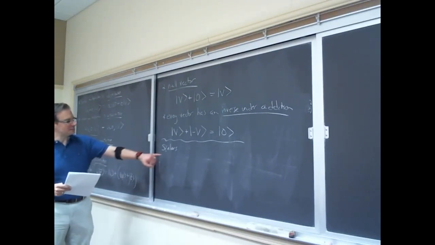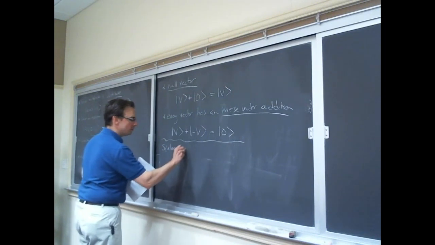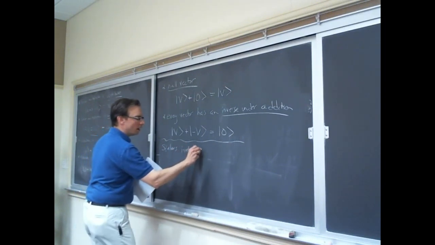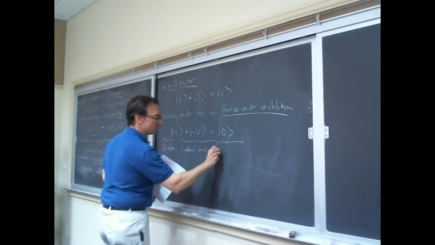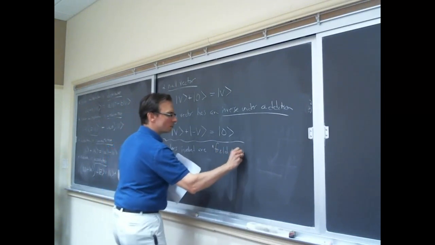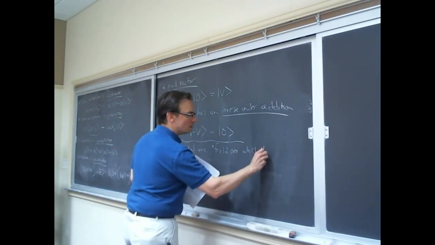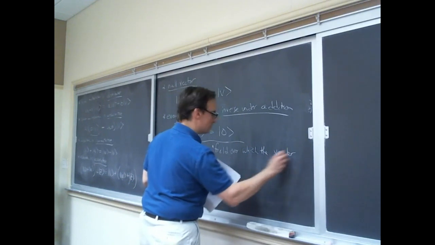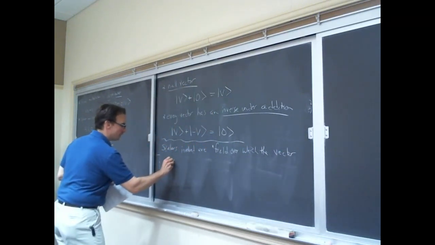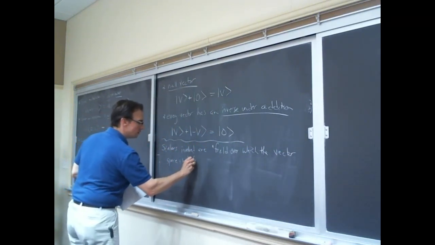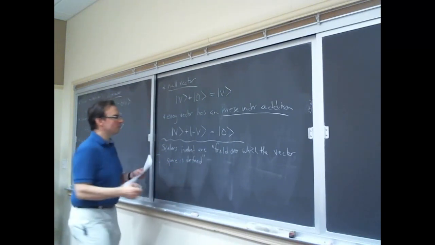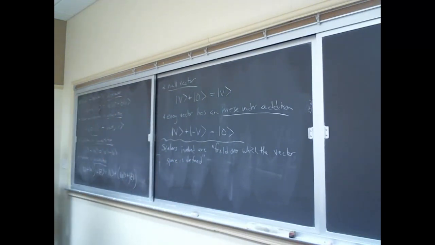All right, so the scalars involved are known as the field over which the vector space is defined. Okay, so if the A's and B's over here are complex numbers, then the vector space is defined over the field of complex numbers.